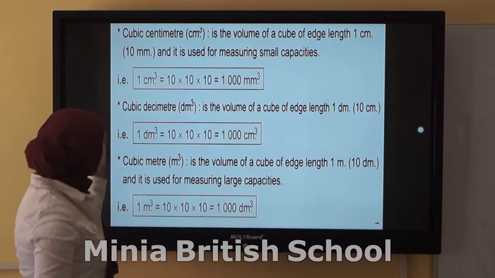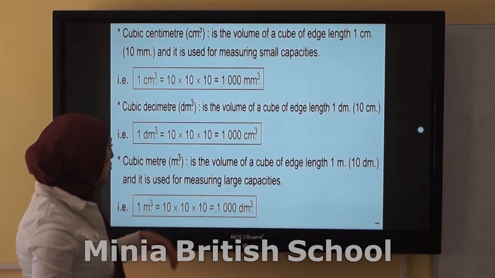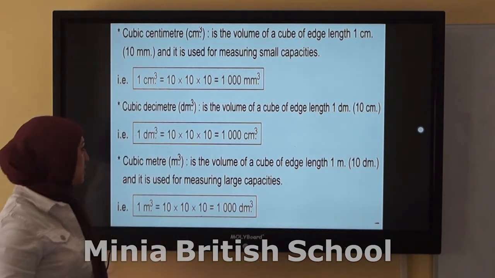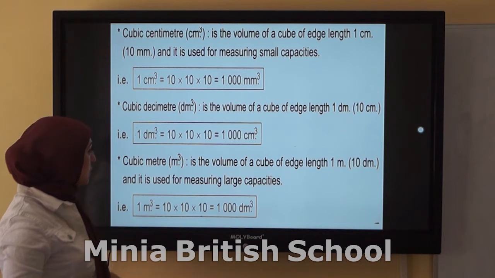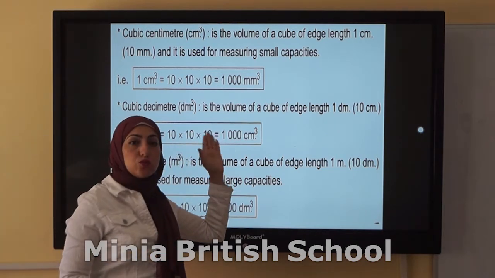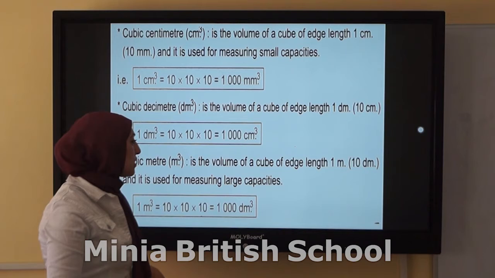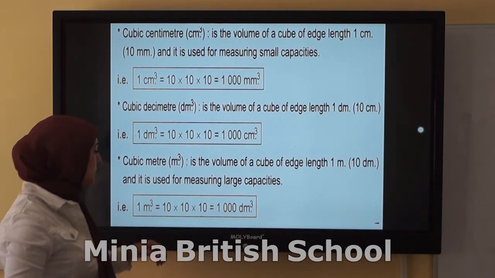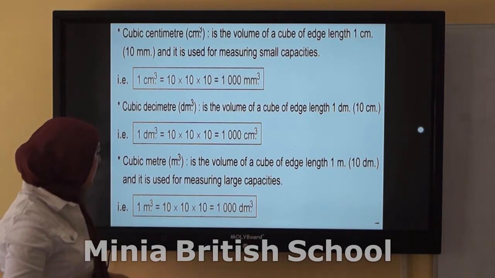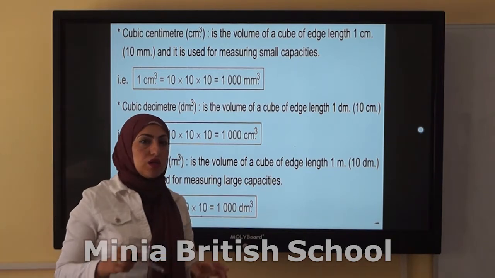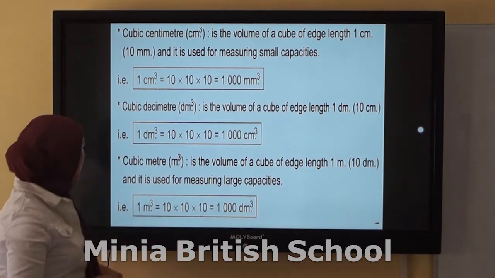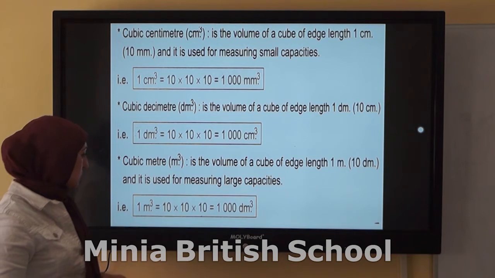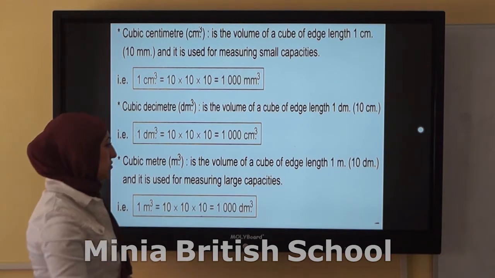The cubic decimeter, as I said before, is the volume of a cube of edge length 1 decimeter or 10 centimeters. So one cubic decimeter equals 10 times 10 times 10, which equals 1,000 cubic centimeters. All of these are the volume units we had. A cubic meter is the volume of a cube of edge length 1 meter or 10 decimeters, and it is used for measuring large capacities. So one cubic meter equals 1,000 cubic decimeters.